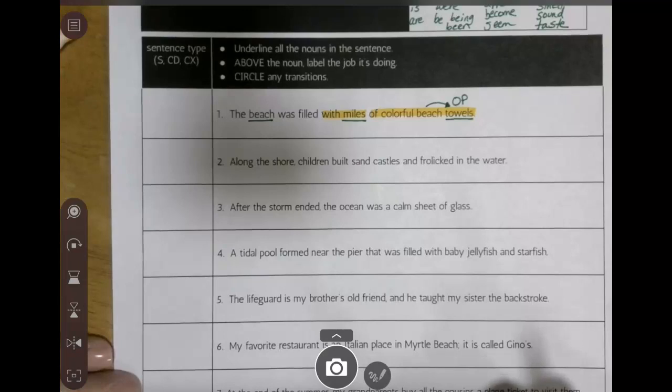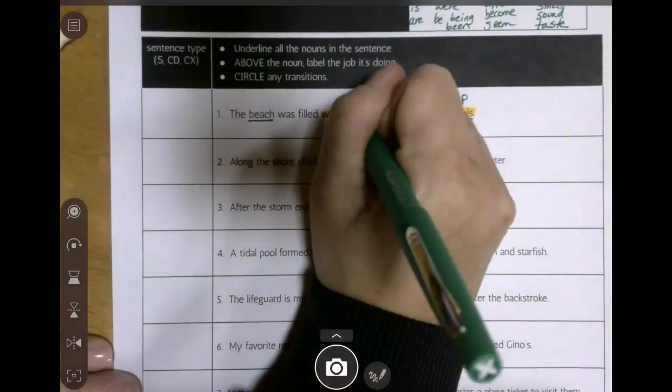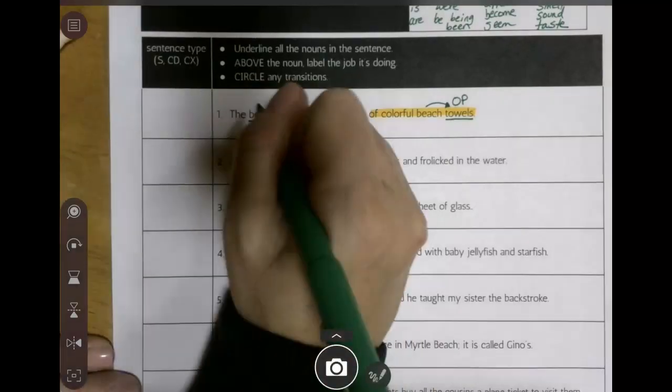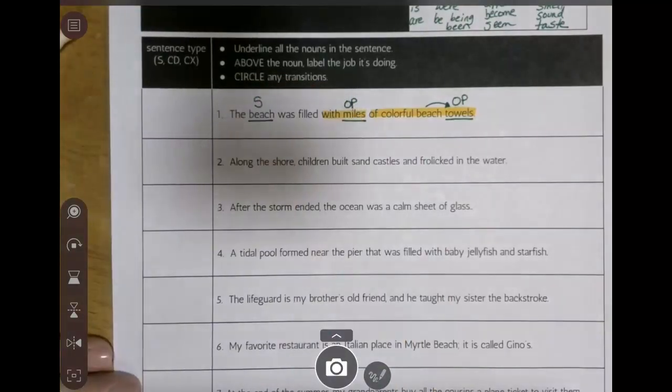Our subordinating conjunctions are WH words, not just W. So that one is a preposition, which makes this an object of a preposition. And then that leaves my subject to be beach. And I really didn't even need to go any farther and figure out the rest of those words because I've already figured out the jobs of my nouns.